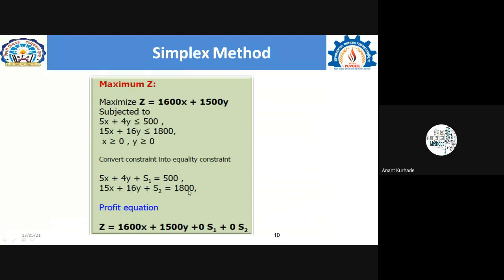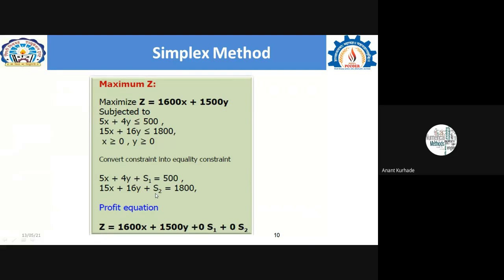equal to 1800. But you have to write the first equation in terms of s2 also. Then you can write 5x plus 4y plus s1 plus 0 s2 equal to 500, and 15x plus 16y plus 0 s1 plus s2 is equal to 1800. And in the objective function, you have to add s1, s2 also, but it will not affect the original value. So our objective function is z is equal to 1600x plus 1500y plus 0 s1 plus 0 s2. If you write this, you can get 2 marks.